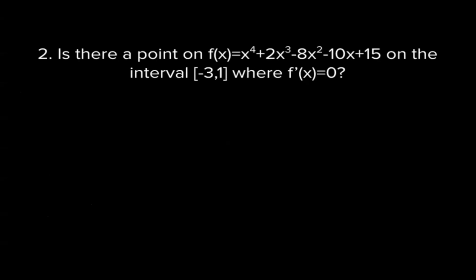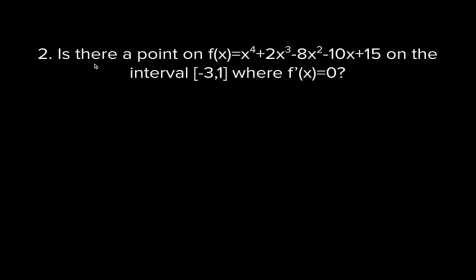And this example is similar to the last one. So if you'd like, you can pause the video here and try to solve the entire problem by yourself. Let's get started. Is there a point on f of x is equal to x to the 4th plus 2x cubed minus 8x squared minus 10x plus 15 on the interval? And this is a closed interval because of the brackets, -3 to 1, where f prime of x, also known as the derivative of x, is equal to 0.